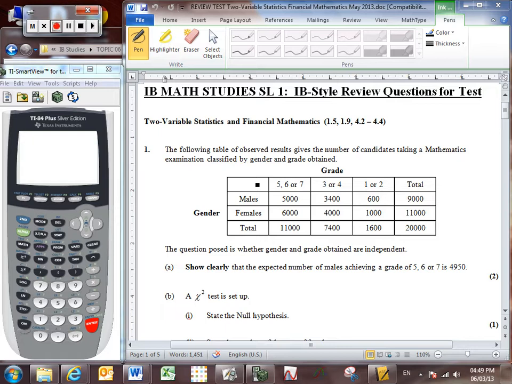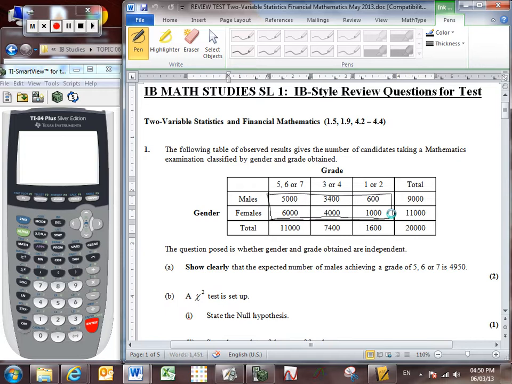Well, starting with number 1, where we've been given a table of observed results. It looks like it's going to be a chi-squared test. And I notice that the totals have already been given. So these totals are not part of the actual information. The matrix that I'm going to end up putting into the calculator is just these 6 numbers right there. Everything below them are sums, and everything to the right are sums. And the stuff on the top and on the left are, of course, the titles.